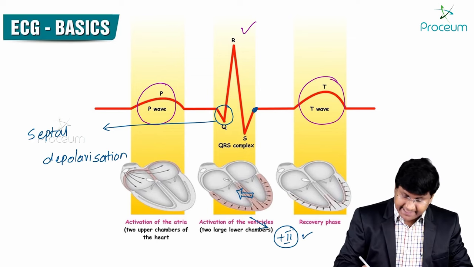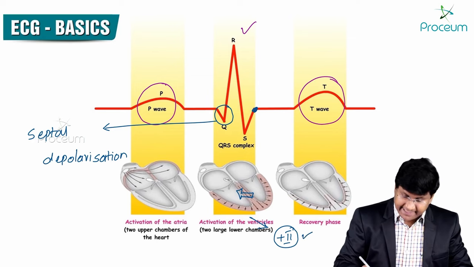Now you take the chest lead. So how do we place the chest leads? This is how we place the chest leads, over the chest. But you need to know in which intercostal spaces they are being placed. Let me show you the image. Right. So you take V1. V1 is placed in the fourth intercostal space to the right of the sternum. V2 is placed in the same fourth intercostal space but to the left of the sternum.